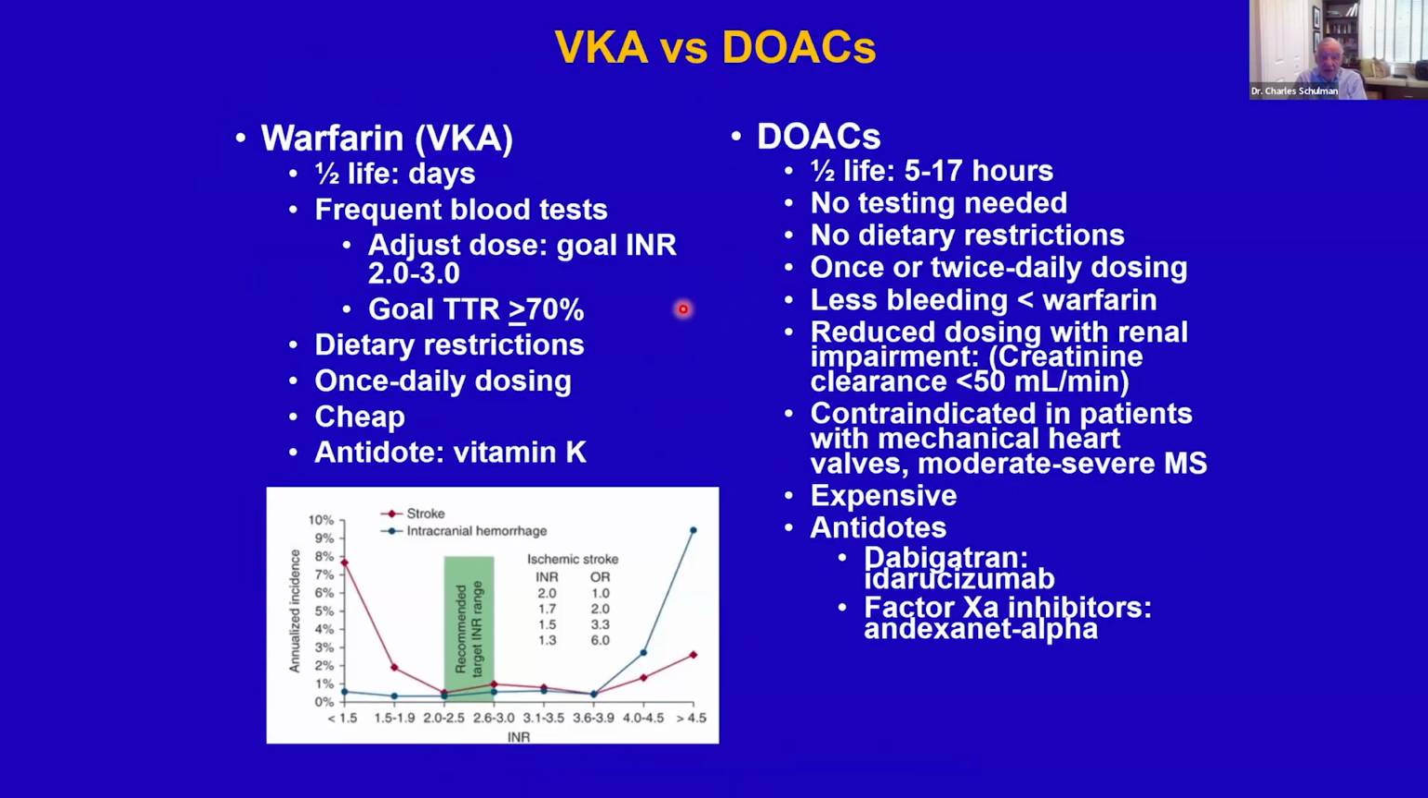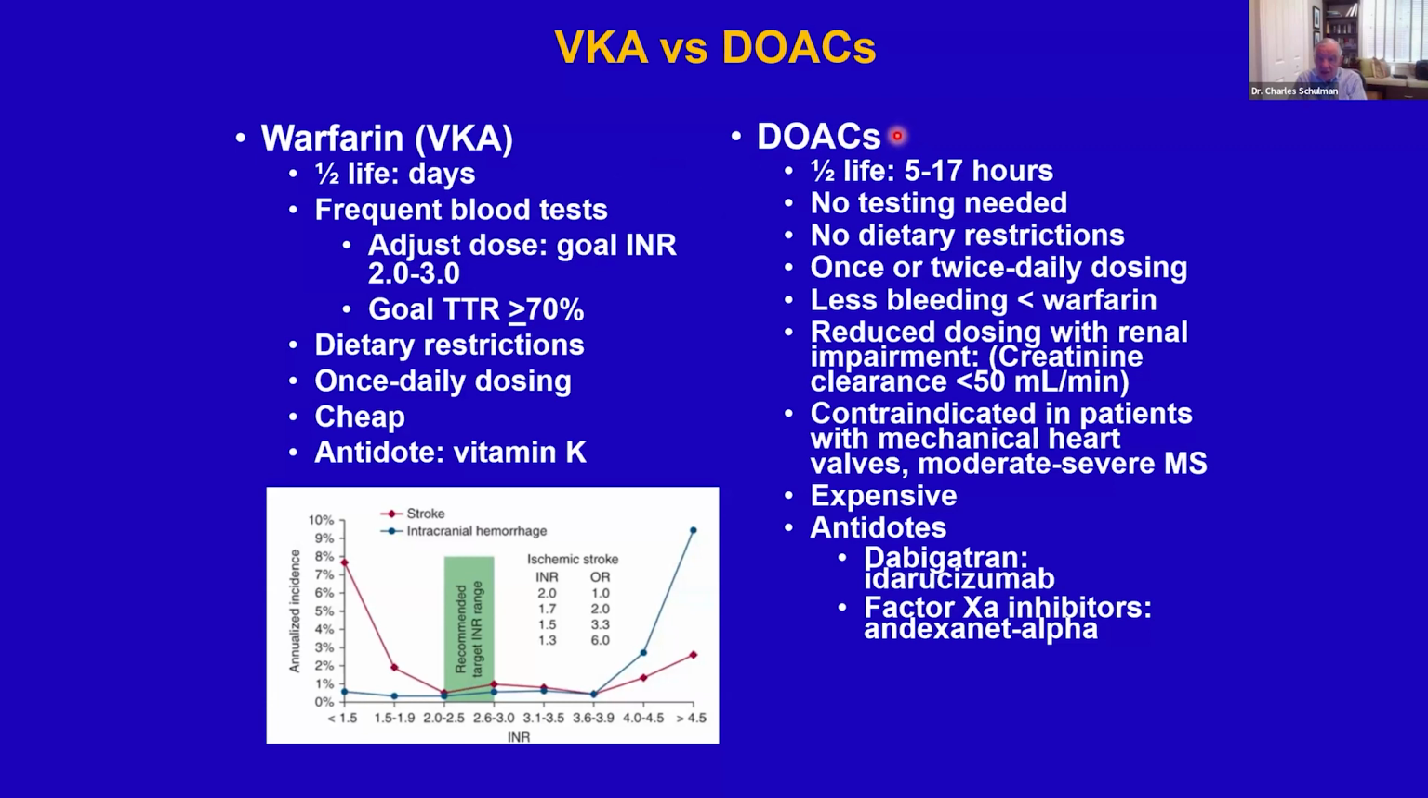And this is a comparison of warfarin, or vitamin K antagonism, and the direct oral anticoagulants. The half-life of warfarin is days. The half-life of the DOACs is somewhere between 5 and 17 hours. For warfarin, you need frequent blood tests, and there are dietary restrictions. But there's once daily dosing, and it's cheap.